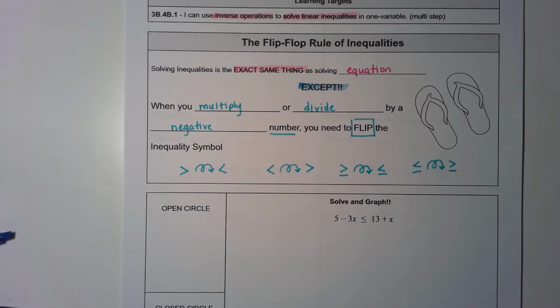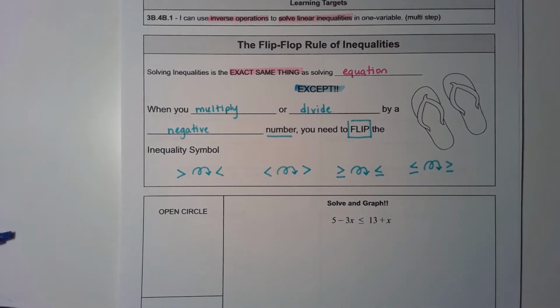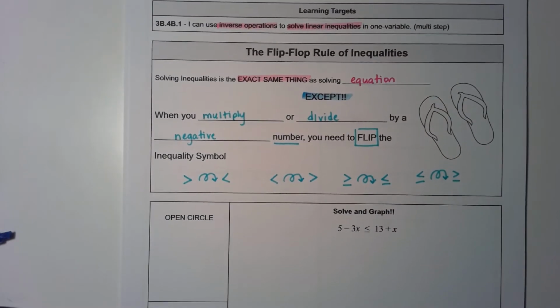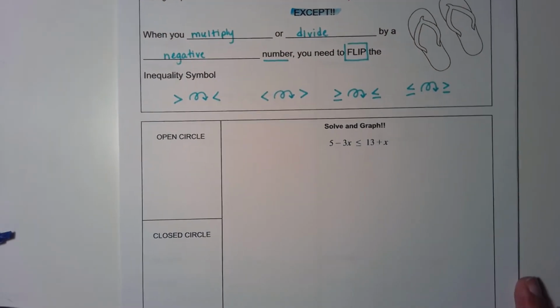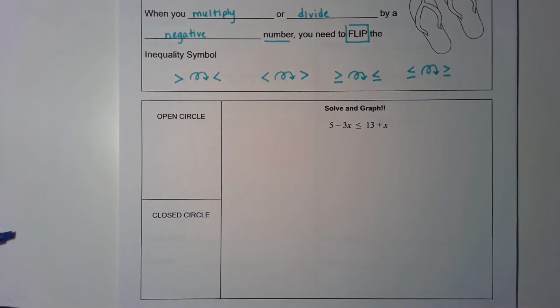Now, one thing that I want to point out is that we do not do this all the time. The only time you flip your symbol is when you multiply or divide by a negative number. If you're just multiplying or dividing by a positive number, you don't flip. If you're adding or subtracting with a negative number, you don't flip. It's only when you're multiplying or dividing specifically by a negative number.